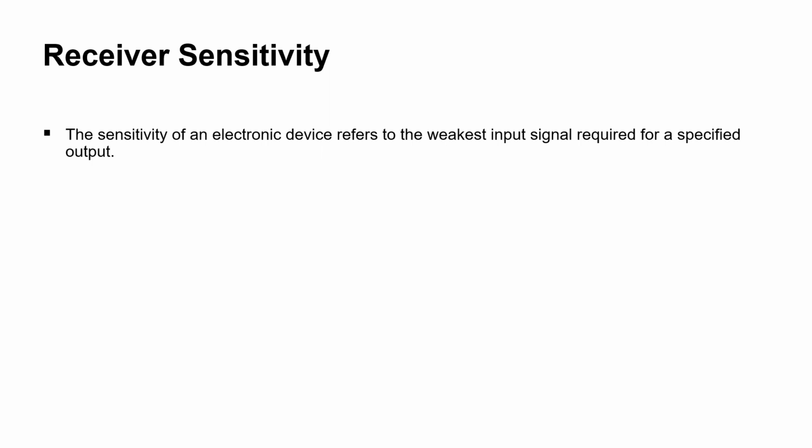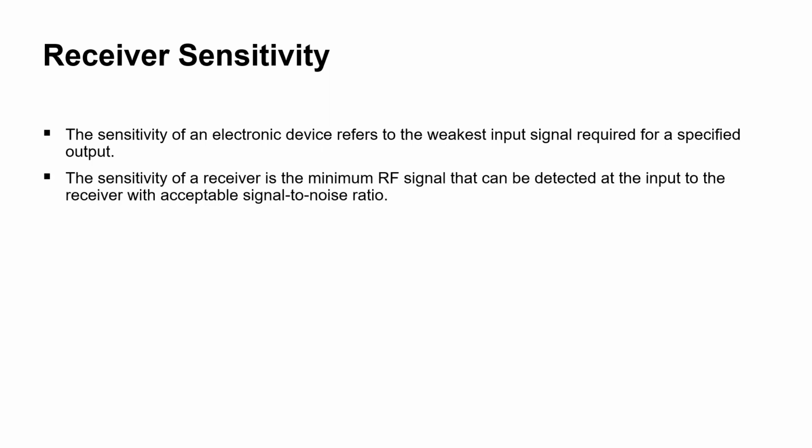The sensitivity of an electronic device refers to the weakest input signal required for a specific output, and generally the specific output that we are interested in is enough signal power so that we can make sense out of the received signal. The sensitivity of a receiver is the minimum RF signal that can be detected at the input to the receiver with acceptable signal to noise ratio.